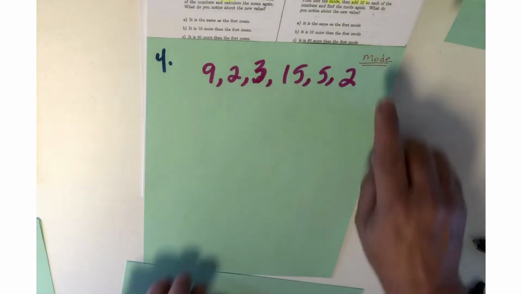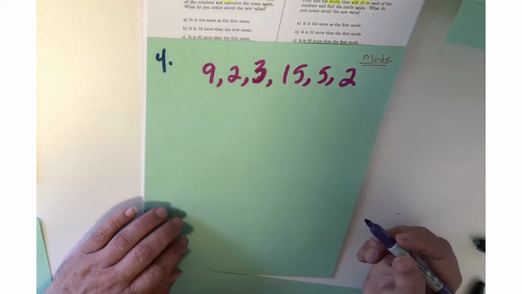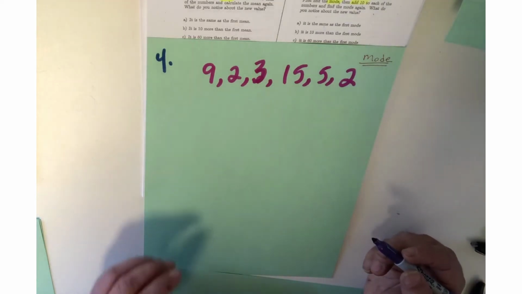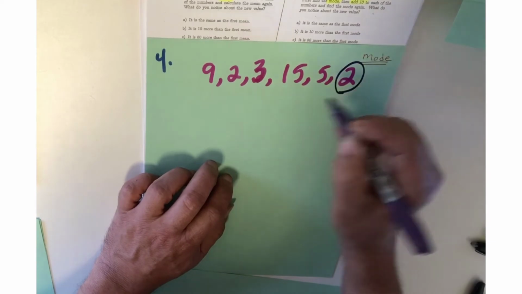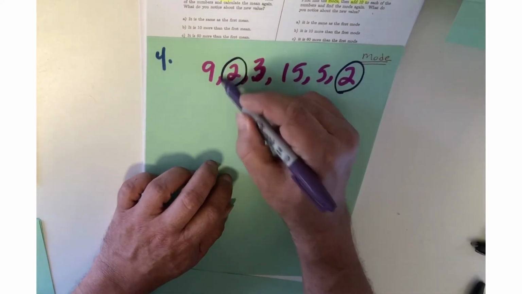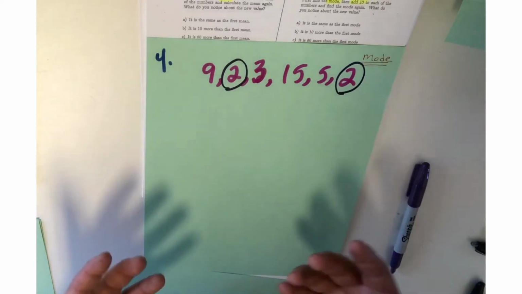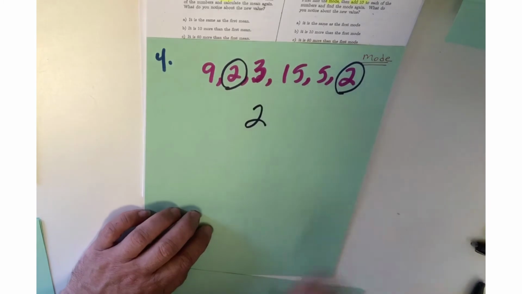Okay, here are the numbers nice and big for you. And the keyword is mode. Okay, I remember that mode was the one that repeated the most frequently. And of course, the mode here for number 4 is, let's see, what could it be? It's 9, 2, 3, 5. It looks like it's 2, huh? Yep, it is 2. So if my mode is 2 because it repeats itself most frequently, that means that it is 2.